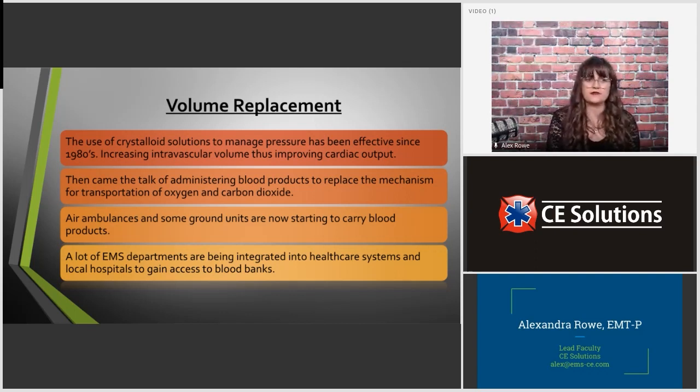A lot of EMS departments are being integrated into the healthcare systems and local hospitals to gain access to blood banks. For example, I used to work at a hospital-based EMS service, and if we thought this was a call that would potentially need blood, we could grab it because we were trained on it and take it with us to the call. And then we would just return it. Of course, we had to keep it temperature controlled the entire time.